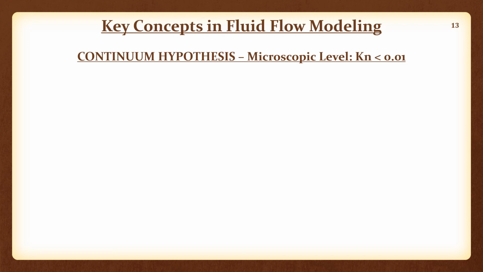Now typically, the continuum hypothesis is said to be valid. There are different estimates, but most people seem to converge on the Knudsen number being less than 10 power minus 2, that is, less than 0.01. When you have that kind of magnitude of Knudsen number, you no longer have to consider the discrete nature of the system.